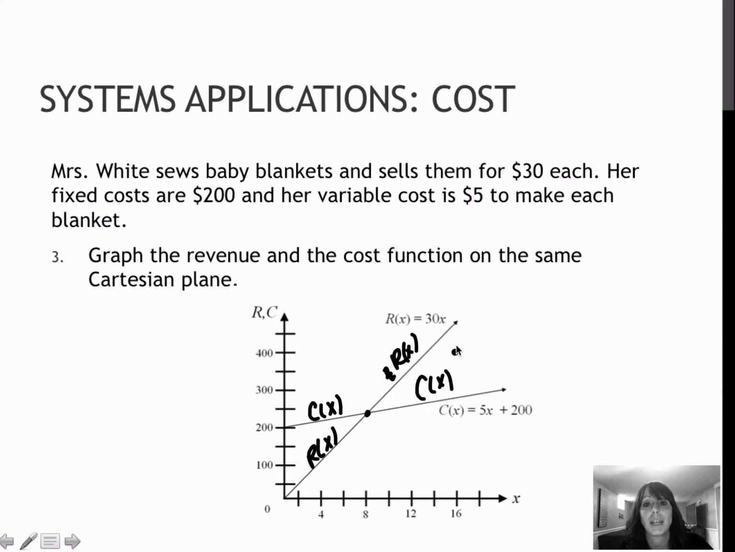meaning after 8 blankets, she's making money. Well, I don't know exactly what point this is. It looks like it's 8 comma something, but I can't really tell based on my graph. So if I need to know that value, I can always replace X with 8 to solve. 30 times 8 is 240. So this value is 240.